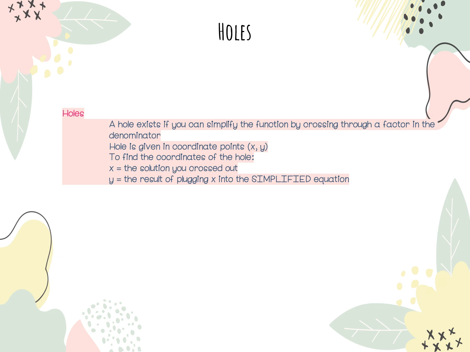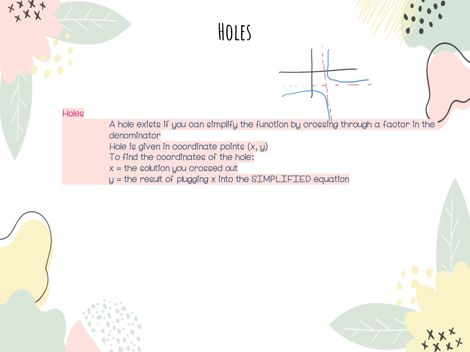Now, sometimes we have holes in our graphs. If I go back to one of those other graphs we did, let's just pretend, I'm just making this up, let's say we have our vertical asymptote here, and our horizontal asymptote there, and our graph is going to look something like that, okay?